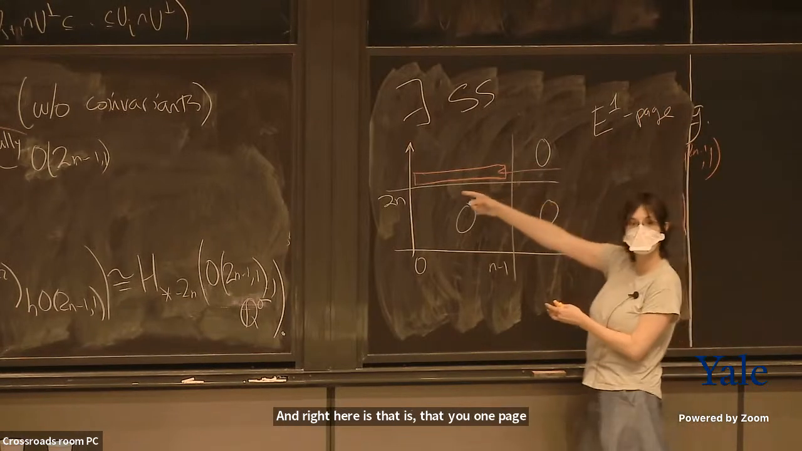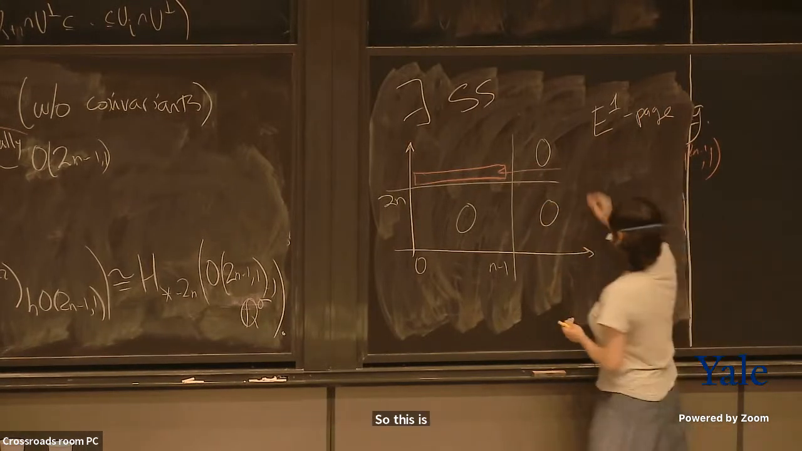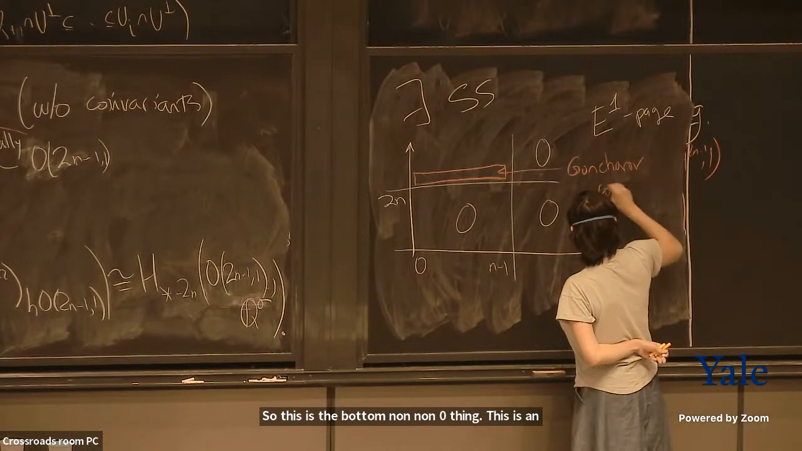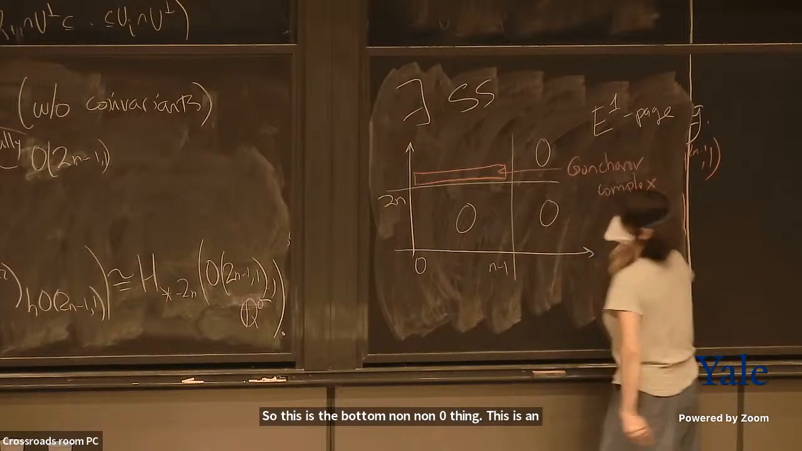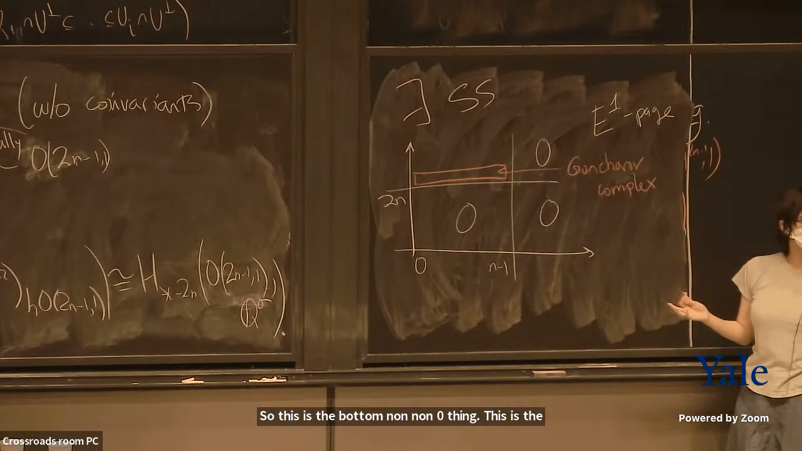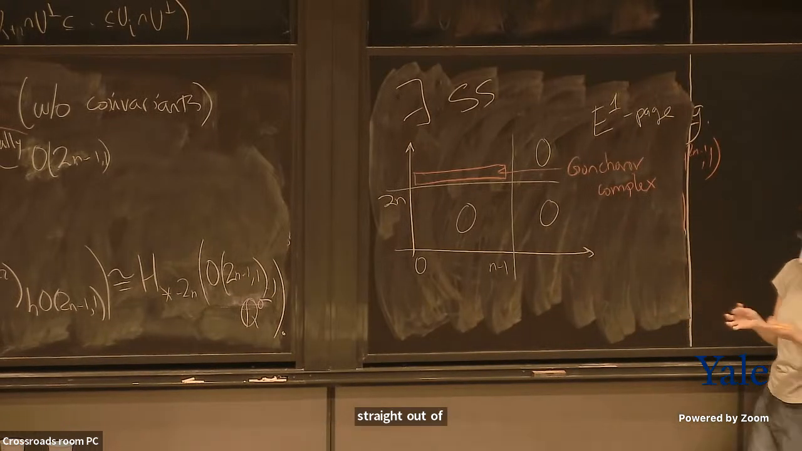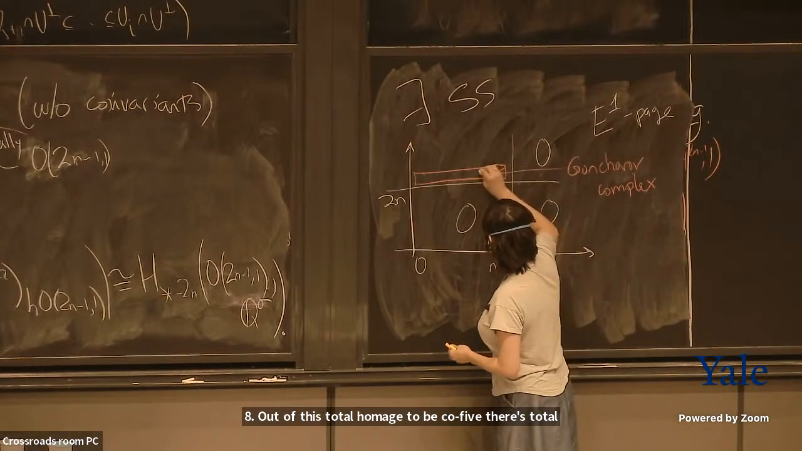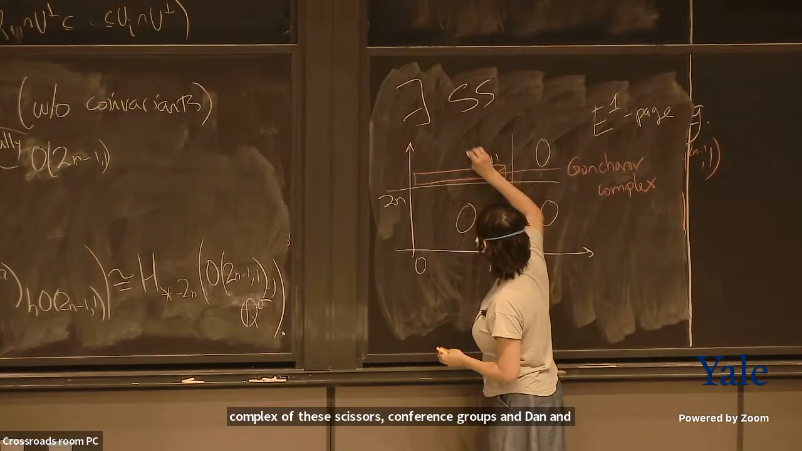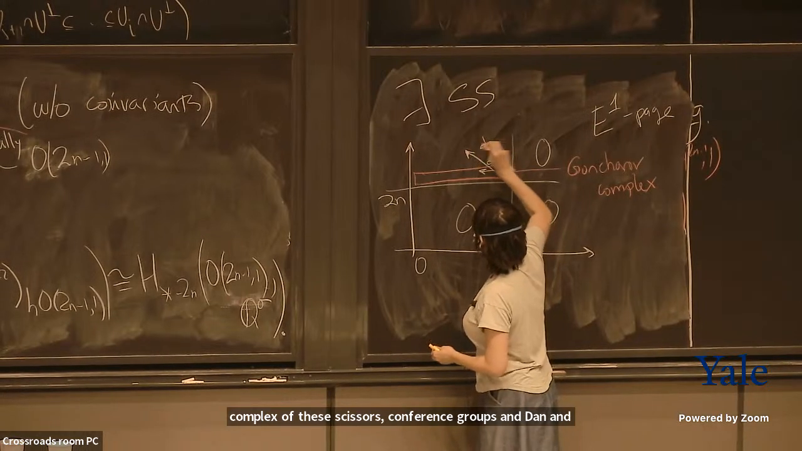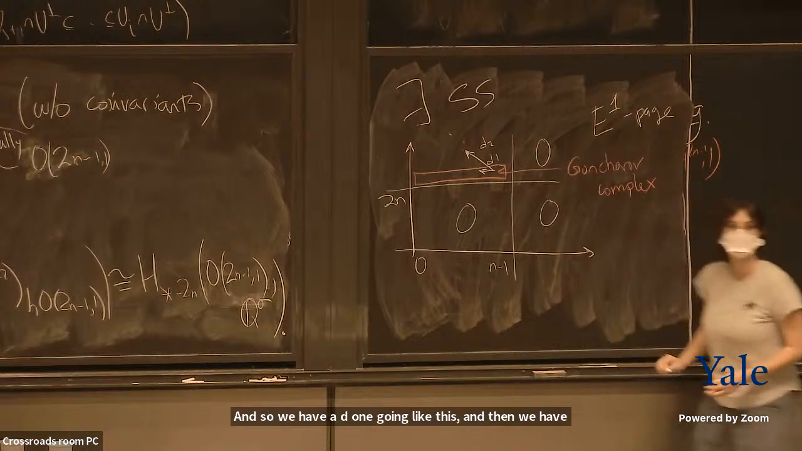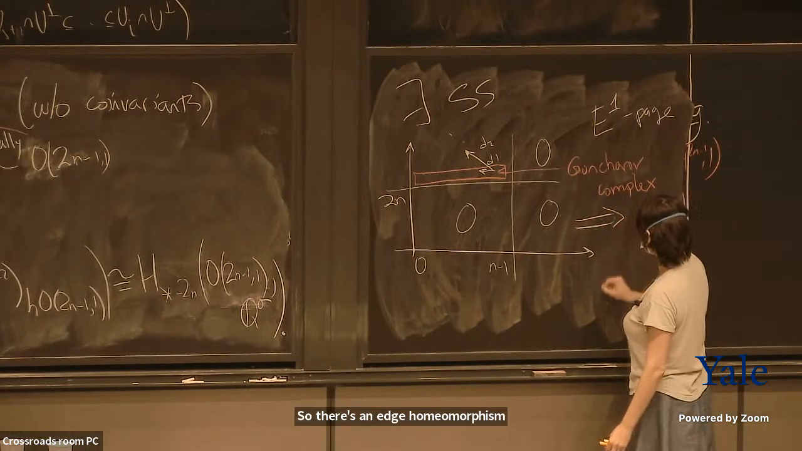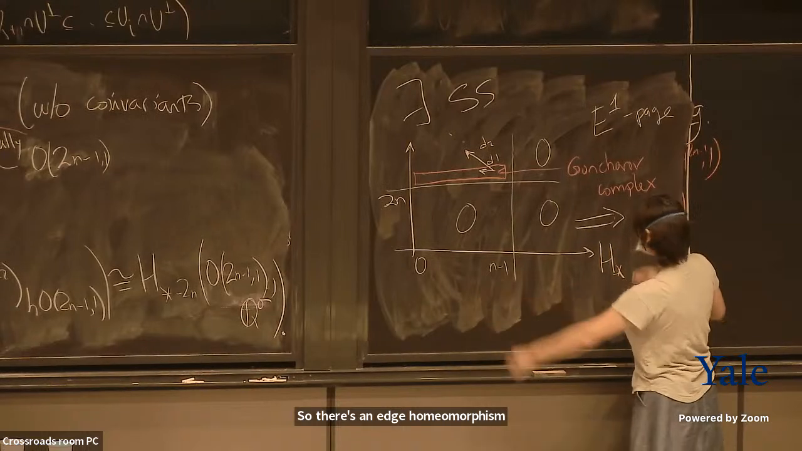So this is the bottom non-zero thing. This is the Goncharov complex, made out of this total homotopy cofiber, this total complex of the scissors congruence groups and Dane invariants. And so we have a D1 going like this, and then we have D2 like this, and so on and so forth. So there's an edge homomorphism. So this converges to the homology of this orthogonal group.